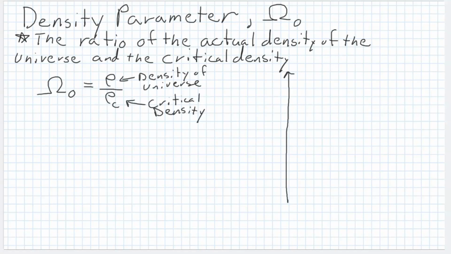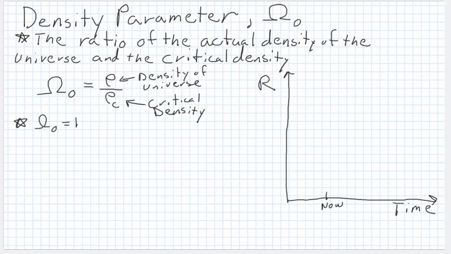So let's look at how different density parameters for the universe would affect the cosmic scale factor R over time. Just for the sake of arbitrary reference, let's say we're relatively near the beginning of the universe, so this is now. So the first situation, let's assume the density parameter of the universe is 1. If the density parameter of the universe is 1, that means the actual density and the critical density of the universe are the same thing. So the universe is at the critical density.